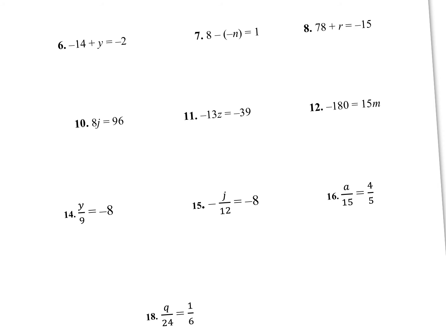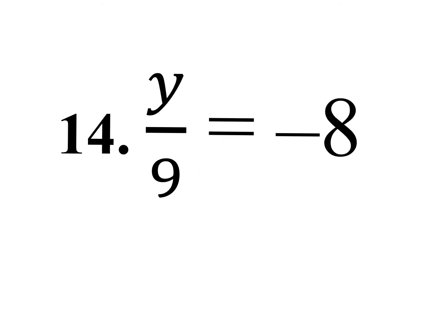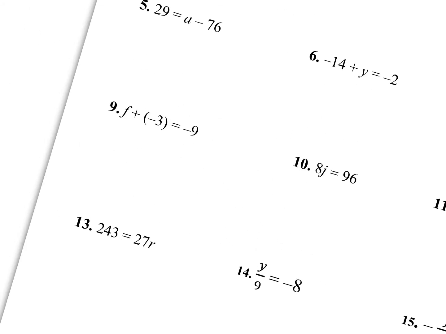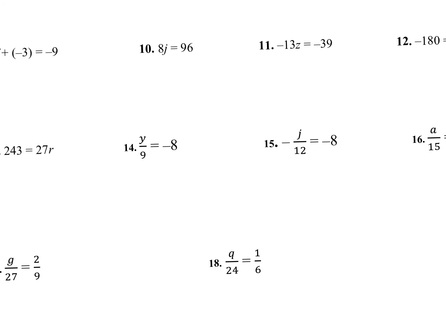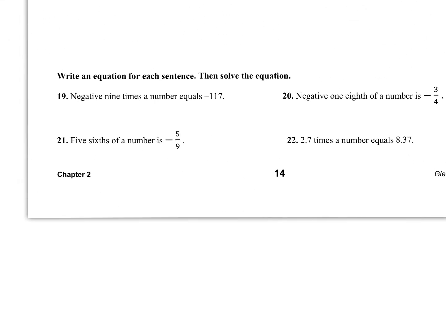How did I get rid of that fraction? Multiply both sides by 9. So I guess you guys get the idea. These are all one-step equations. However, we did have some word problems down here. And I'll tell you what, you could skip number 21, but the other ones, let's do.